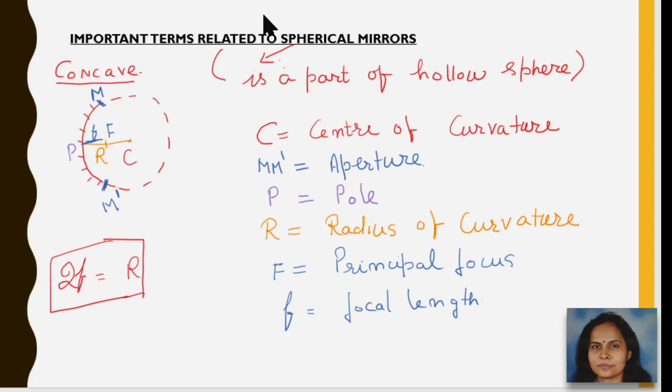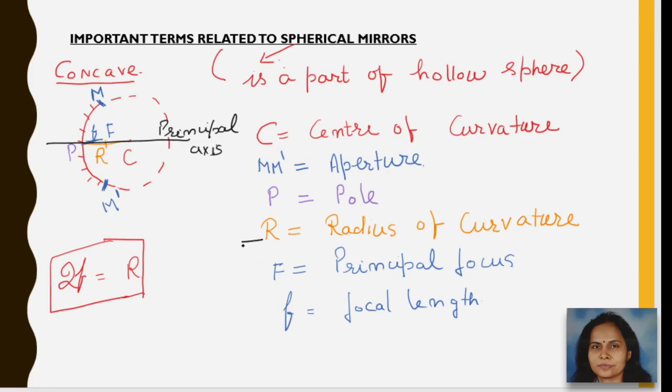Principal axis here is, if I increase this radius of curvature, an imaginary line joining P and C. So this is your principal axis. You can see the principal axis. It's an imaginary line. Since it's a line, you can increase it further. So what is the difference between radius of curvature and principal axis?